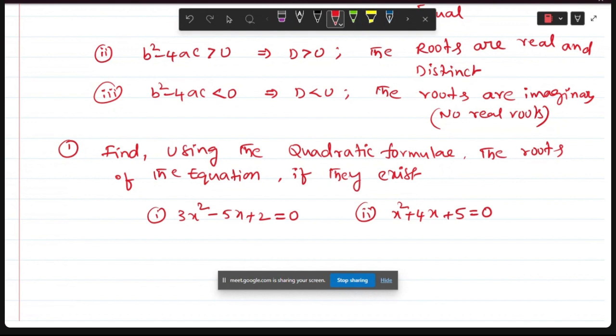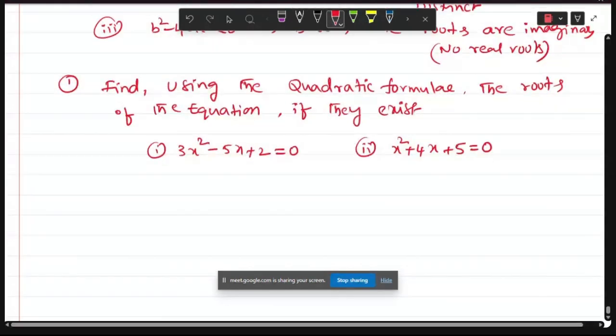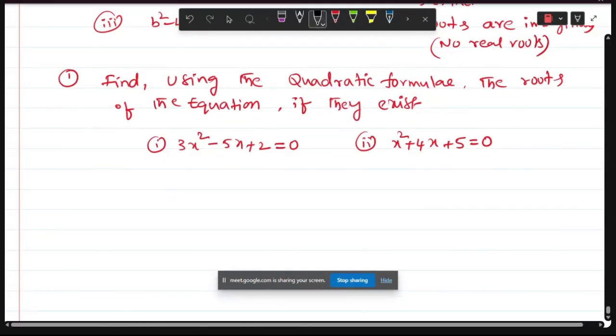The first one answer is 1 or 2 by 3. The second one, root doesn't exist. Yes, correct, sir.